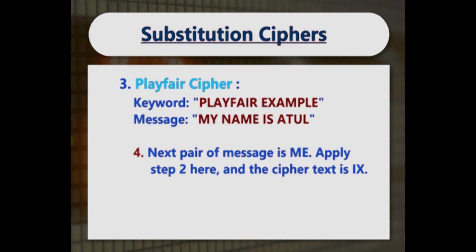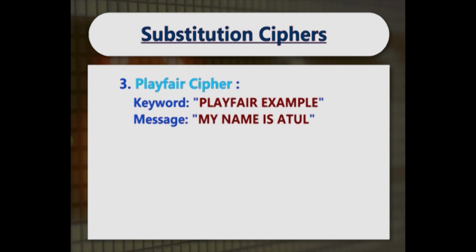Next pair of letters, ME: apply step 2 here and the cipher text is IX. Next pair, IS: apply step 4 here and the cipher text is MK. Next pair, AT: apply step 4 here and the cipher text is PV. Next pair, UL: apply step 3 here and the cipher text is LR. So, our plain text my name is Atul becomes XF, OL, IX, MK, PV and LR.